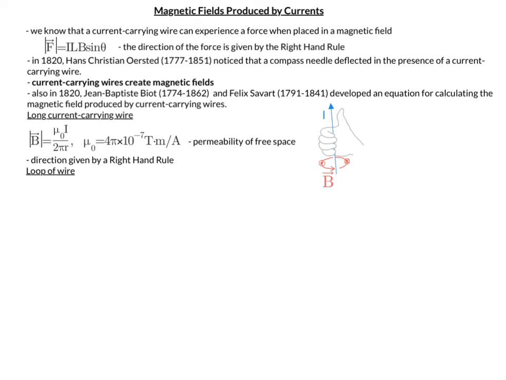Now another shape of wire is a loop, and the magnetic field has a magnitude of N, which is the number of turns in the loop, times mu naught I. Mu naught again is the permeability of free space, I is the current in the loop, divided by 2 times r, where r is the radius of the loop. The direction is also given by that right-hand rule.